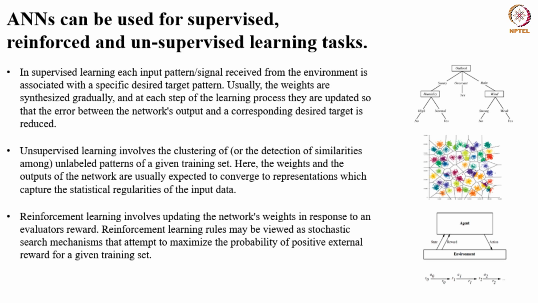So actually, ANN can be used for all of these three purposes. So for the supervised case, the input received from the environment is associated with a specific desired target pattern. So then the weights are synthesized gradually, updating as we treat data item per data item, so that when we have gone through the data set we have available, the weights have stabilized in such a way that they minimize the actual classification or regression error with respect to the predefined target reference point.